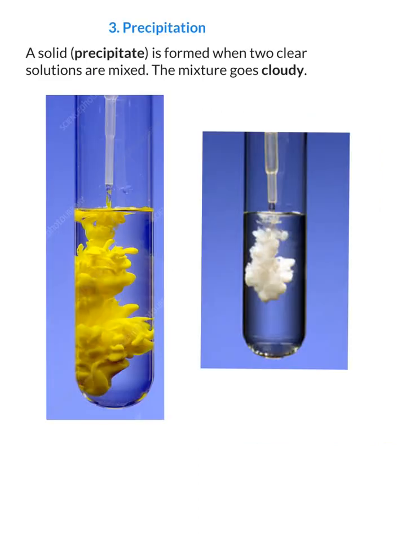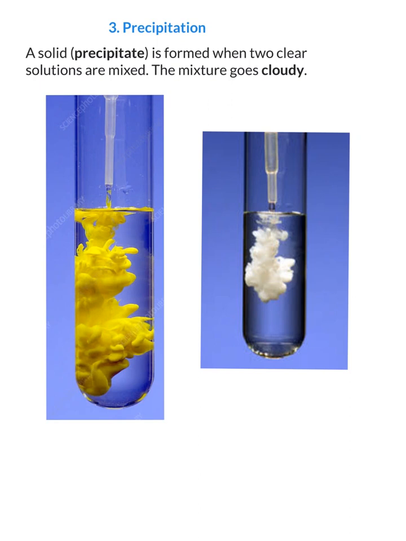The third one's called precipitation. In chemistry, no, we don't mean rain. We mean a solid precipitate has formed. Now, what is a precipitate? It's a solid that's formed when two clear solutions are mixed and it all goes cloudy.